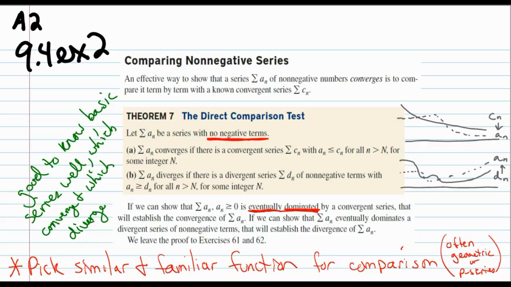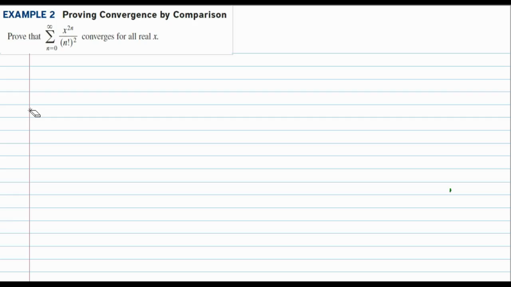We're actually going to do a different scenario here. In example 2, we're going to prove convergence by comparison. I'm looking at this and I don't really see a geometric or a p-series situation here, because n is in both the numerator and denominator, but not as an exponent in both. So I have to think outside of that box of geometric or p-series. Let's take a look.